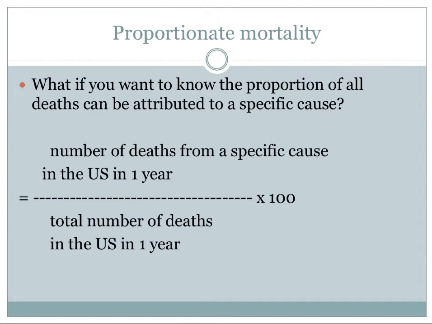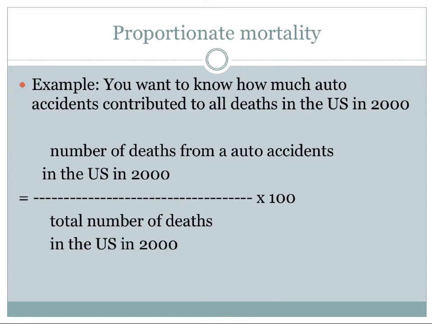Proportional mortality is another very important measure of disease occurrence. Proportional mortality is not a rate, and it shows us what proportion of total mortality in the US, for example, is due to a specific cause. For example, we want to see what proportion of deaths in the US are attributed to auto accidents. Thus, we will divide the number of deaths caused by auto accidents by the total number of deaths. Since it is not a rate but a proportion, we will multiply by 100 and get the appropriate percent.